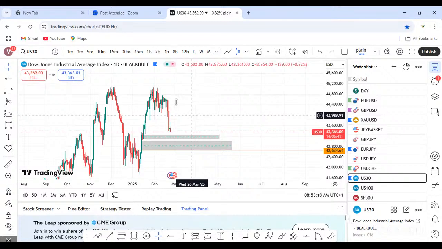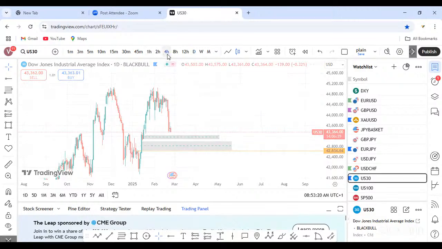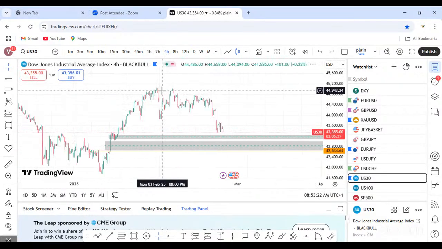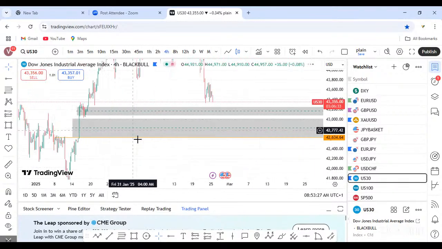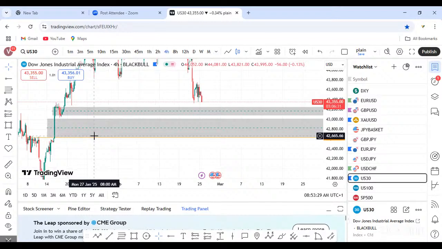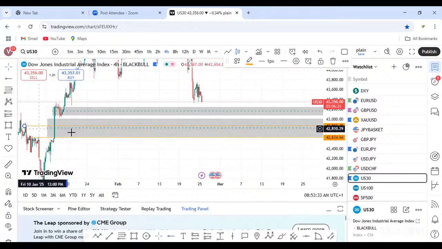All right, on the daily time frame. On the 4-hour time frame, it's pretty much the same thing. That fair value gap, look at how obvious it is on the 4-hour time frame, right? So again, interesting. Price might want to tap 50% of the fair value gap.